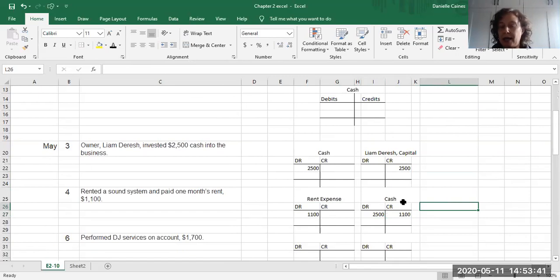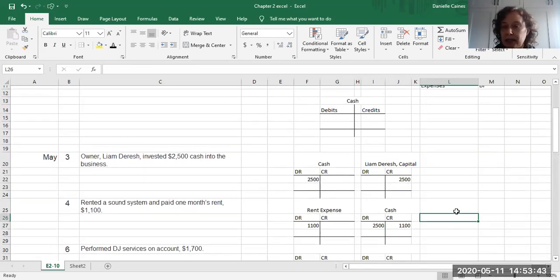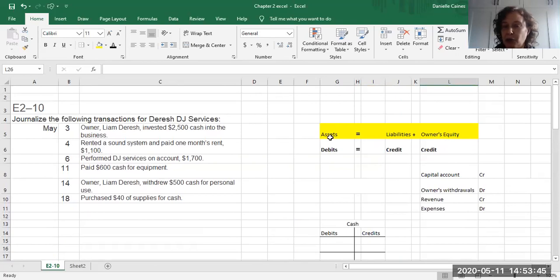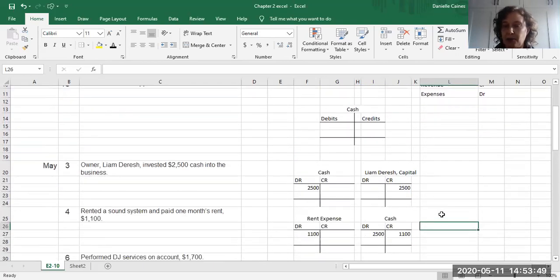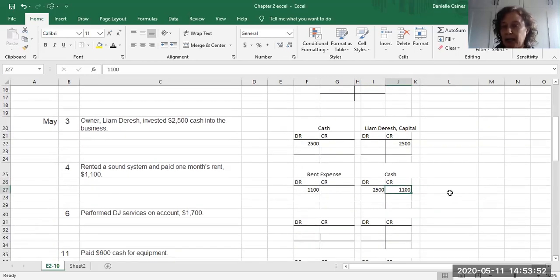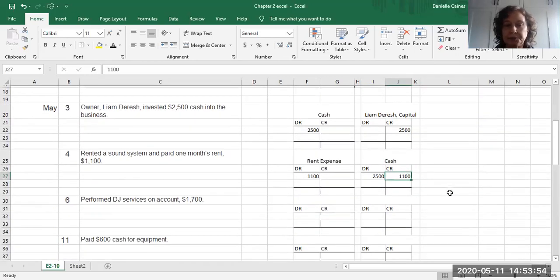So we're paying an asset. We're not increasing an asset, we're decreasing an asset. So therefore it's going to be a credit, because assets increasing are debit accounts. So here we will be crediting cash, $1,100.